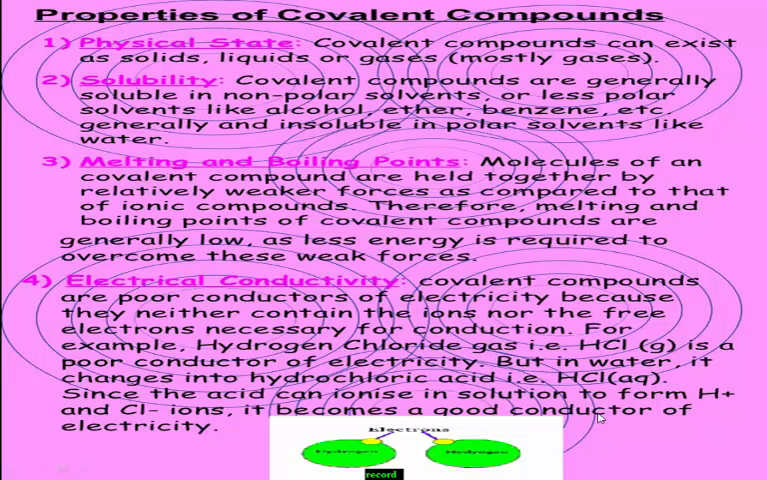Here also I take some points related to the properties of covalent compounds, like physical state: they can exist in solids, liquids as well as gaseous states. When we compare the melting point and boiling point of these covalent compounds, they are less than ionic compounds. And covalent compounds are poor conductors of electricity because they contain neither ions nor the free electrons necessary for conduction.